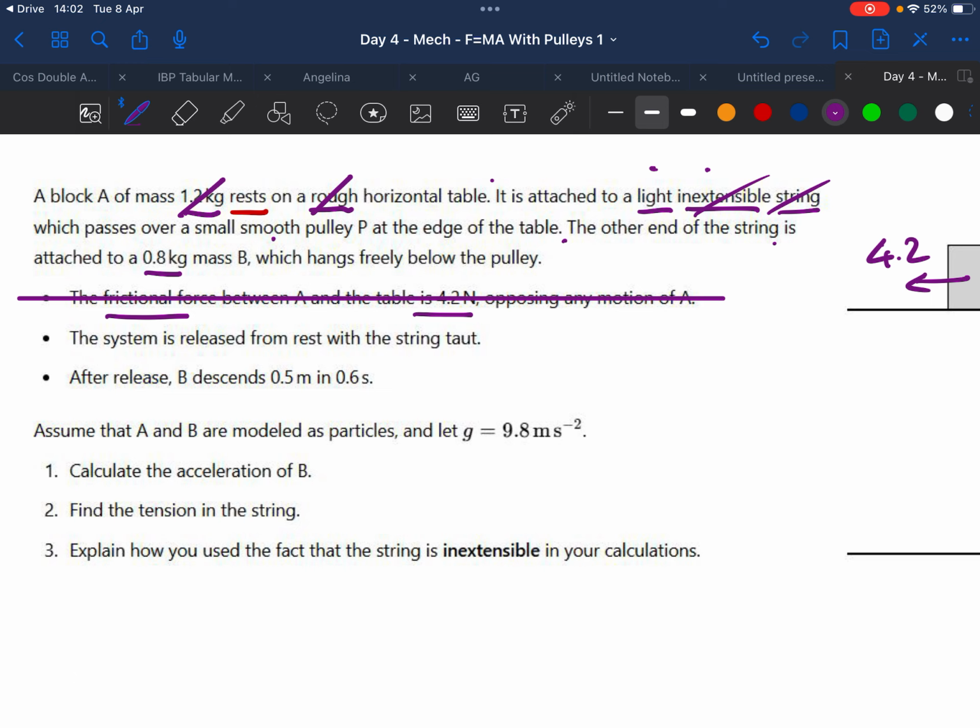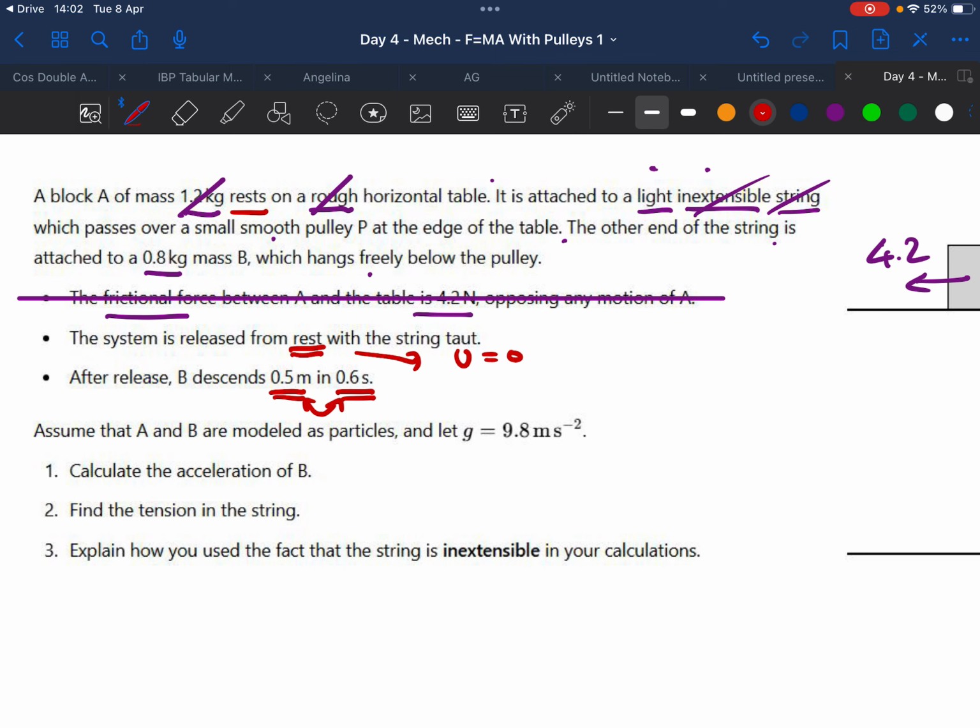Scan the first part for anything. There's some assumptions in there. It hangs freely, which just lets you know that it's not sat on a table or anything. Okay, let's read some more. The system is released from rest. So there we go. There's a strong feeling that this is going to be a SUVAT question, perhaps later. This is often a sign to use a U equals 0 somewhere. After release, B descends. Okay, so there's some more specific information linking an S and a T together there.